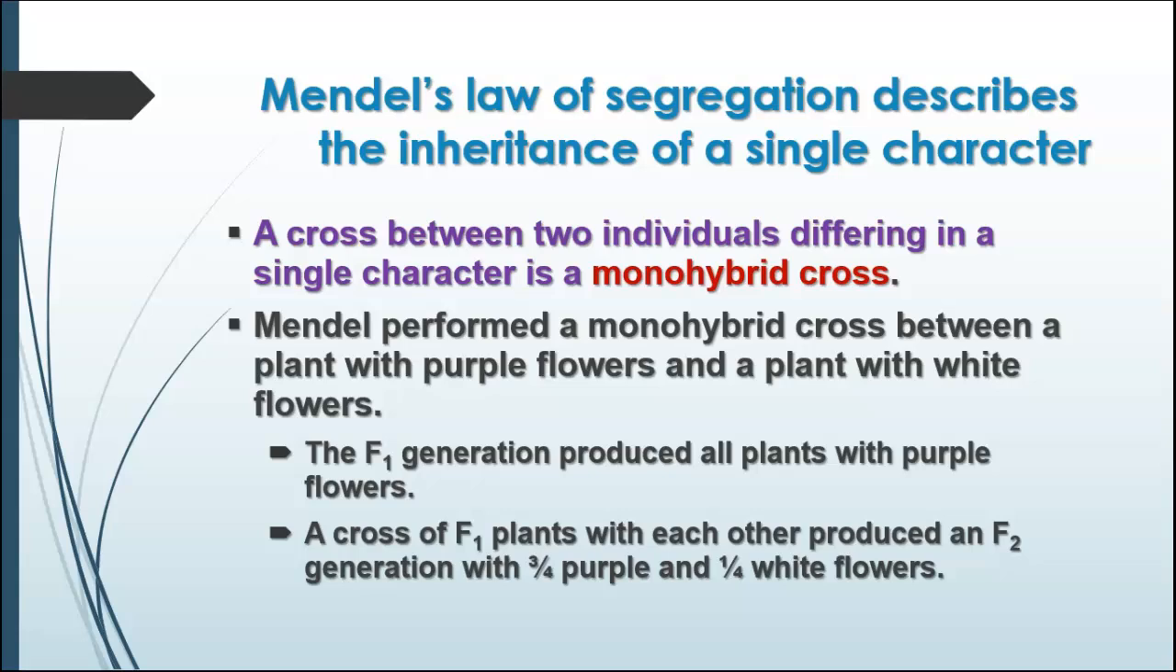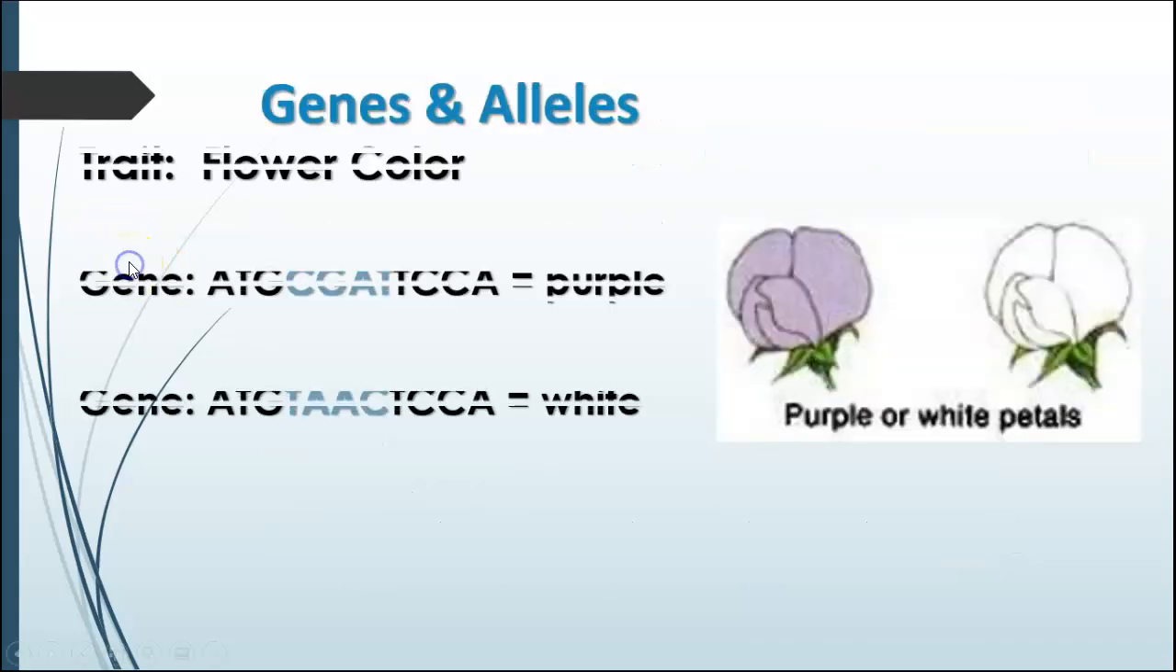When he did this cross, all of the peas produced from that first cross, when they grew into plants, had purple flowers. When he crossed some of those with each other, he found that in the F2 generation 3/4 of the offspring produced purple flowers and 1/4 produced white flowers. That was not really what he expected to see.